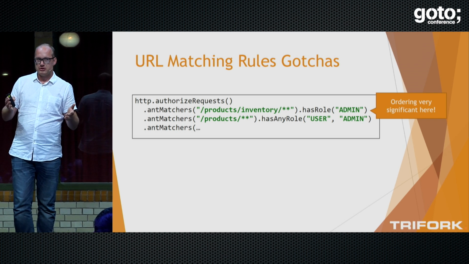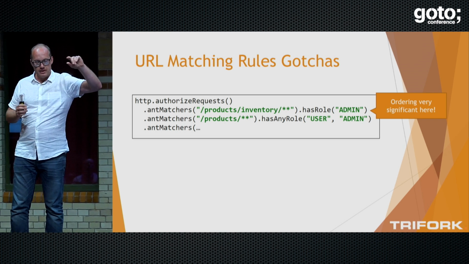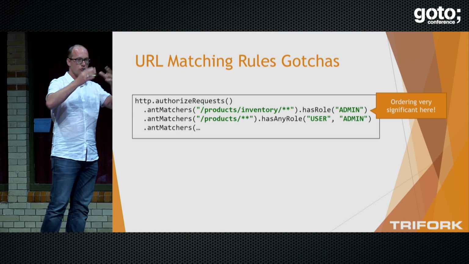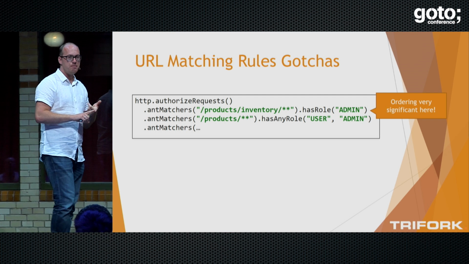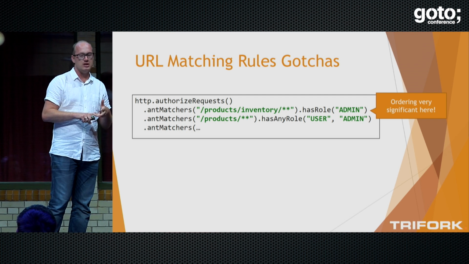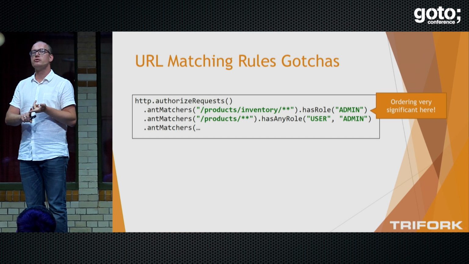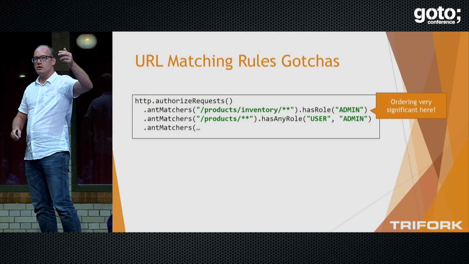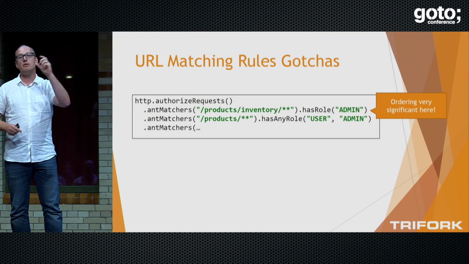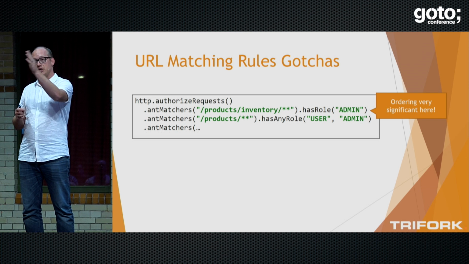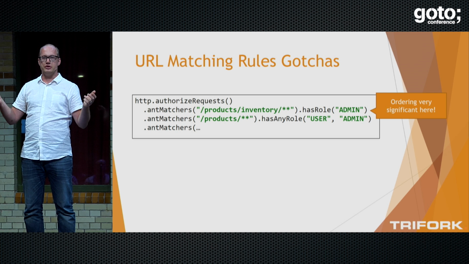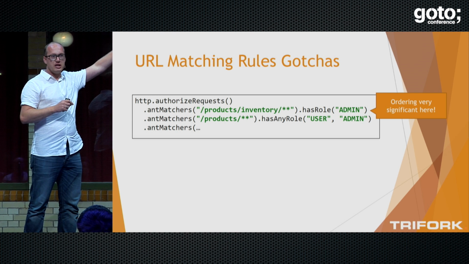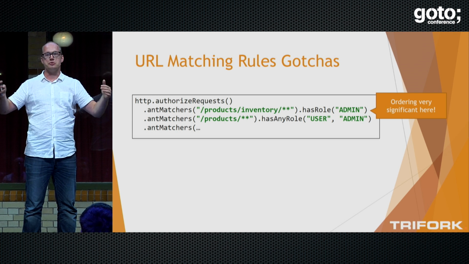So what are the gotchas that I was talking about? Well, here you see an example where first we're saying if someone tries to go to the product inventory subdomain in our application, every URL starting with that, they have to be an admin, but for everything else under /products, they either have to be an admin, but regular user rights also suffice. Now, if someone would actually reverse these two lines, all of a sudden you have a big problem. Because now if someone actually comes in on /products/inventory/delete the entire inventory.html, it would simply match the /products/** rule, and regular users would be allowed to do this.